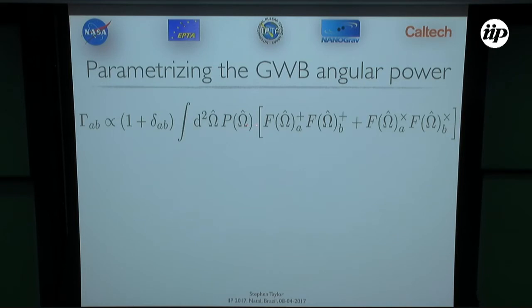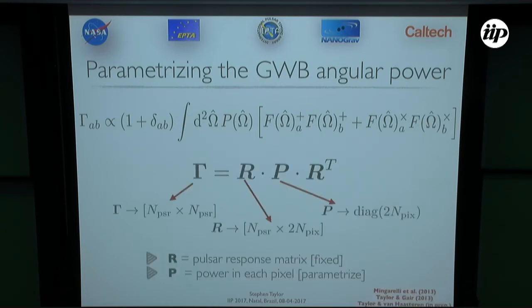And it's really the integral of the antenna pattern overlaps between the pulsars or the detectors, weighted by the angular power distribution of gravitational waves on the sky. So this is the overlap in the antenna patterns between the pulsars, in my particular case, can be any detector, and then it's weighted by the actual power distribution of gravitational waves in the sky. And what you want to do is parameterize this in such a way that you can get some way of looking at the power distribution.